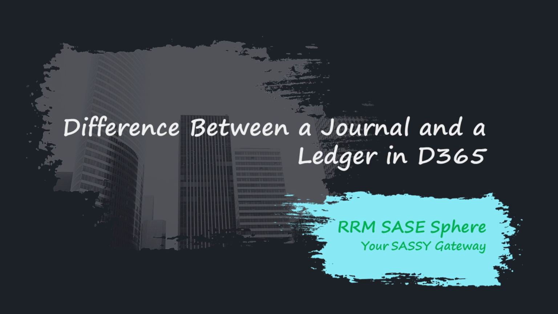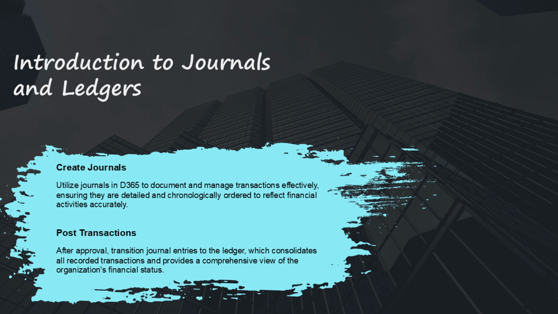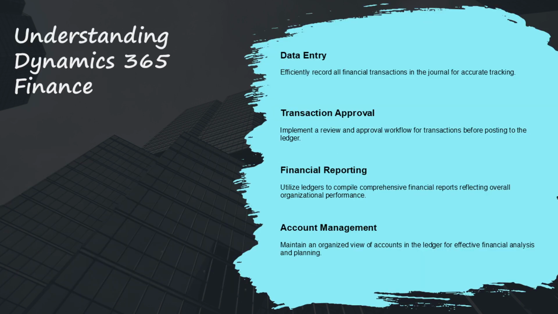In Dynamics 365 Finance and Operations, the terms journal and ledger refer to distinct but connected elements of the accounting process. Understanding their roles and origins will help you follow the workflow in D365 and grasp how transactions move through the system.